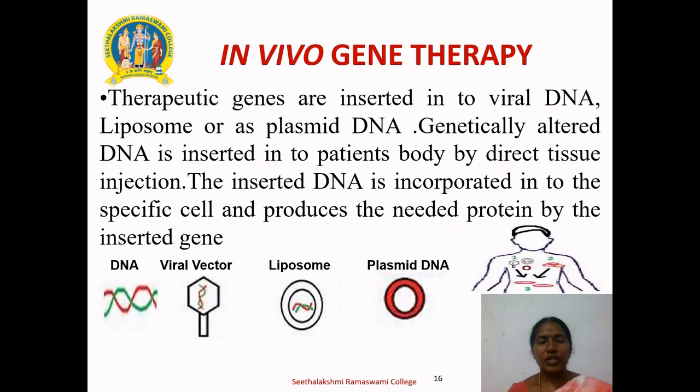So we are using therapy genes that can be inserted into the viral DNA. After that, we can use liposome-mediated gene transfer or plasmid DNA. Here, the genetically altered DNA is inserted into the patient's body by direct tissue injection. The inserted DNA will be incorporated into specific cells, producing the needed protein encoded by the inserted gene.